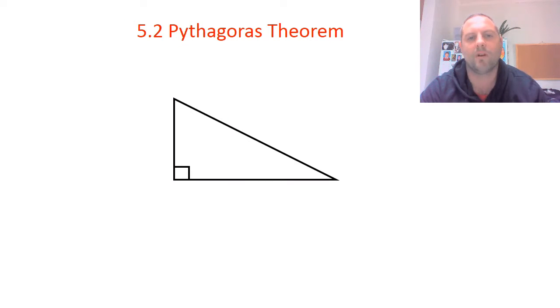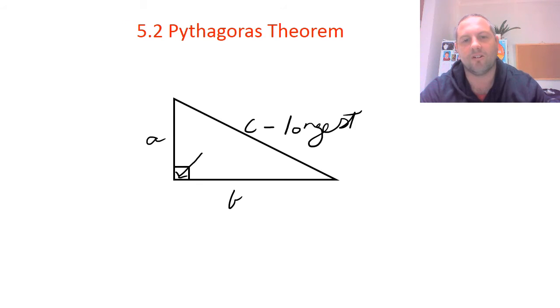Here we have a right angled triangle. We know that because of this little box in the corner showing that the angle is 90 degrees. We're going to label these three sides A, B, and C. Now, as you can see, C is the longest side.